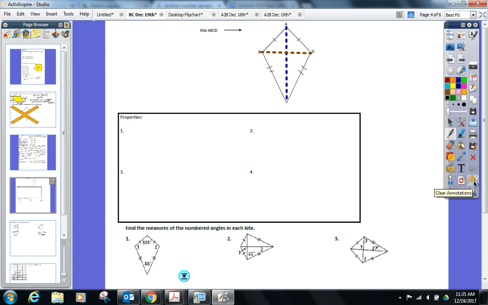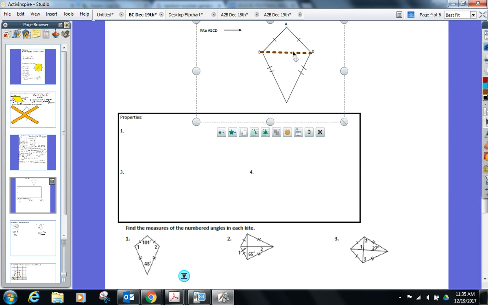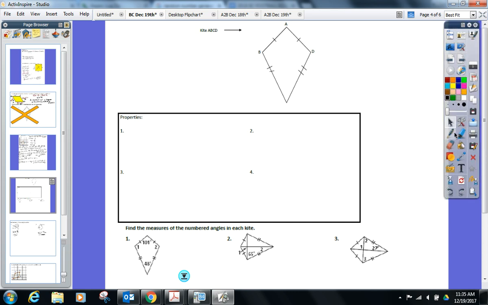Okay, don't draw in those diagonals yet. Well, everyone remembers the family tree. Where was the kite? By itself. Why was it put by itself? It had no parallel sides, right? It had no parallel sides, but it just still has properties. If you take a look up here, it still has properties.